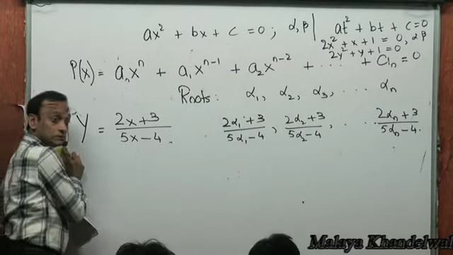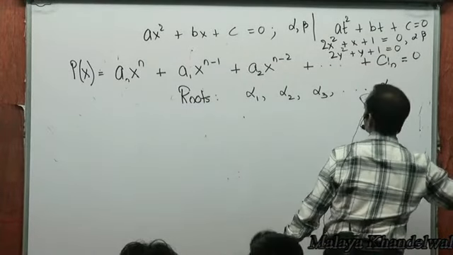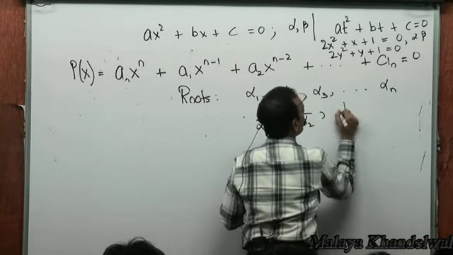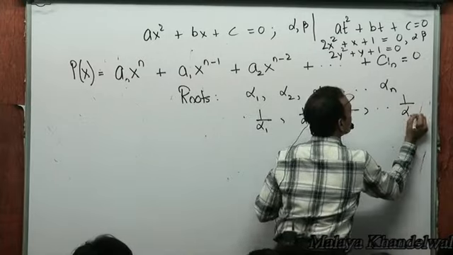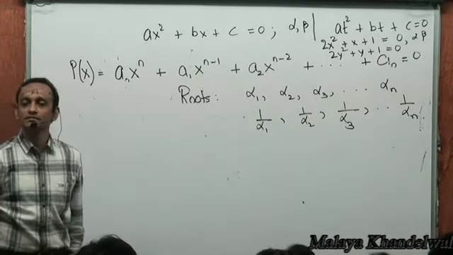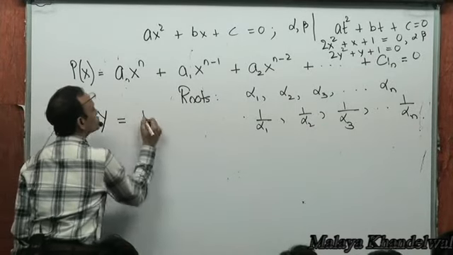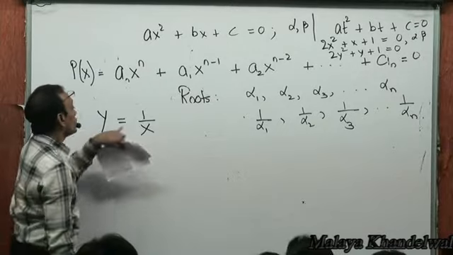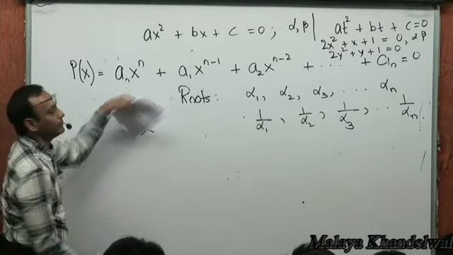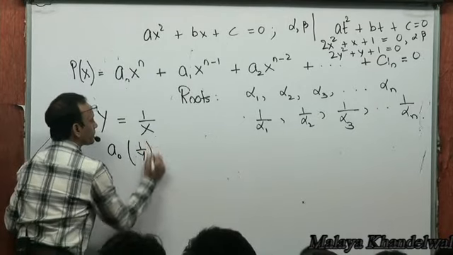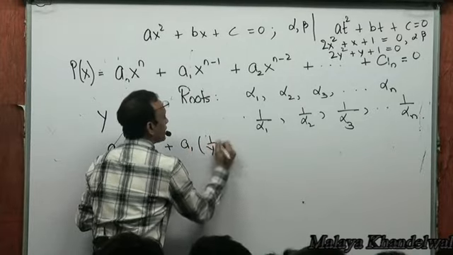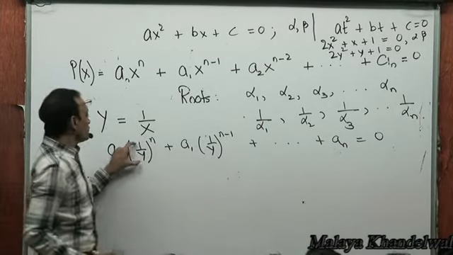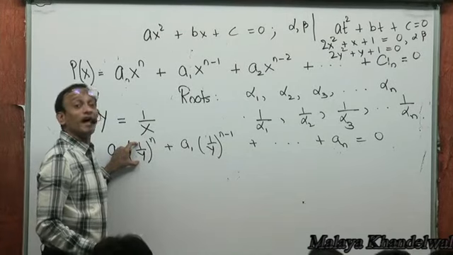Now can I wipe this off? Suppose I want a polynomial whose roots are 1 by alpha 1, 1 by alpha 2, 1 by alpha 3, 1 by alpha n. Suppose I want a polynomial whose roots are these. So I'll create a transformation y equal to 1 by x. So every time x is alpha 1, y is 1 by alpha 1. X is alpha 2, y is 1 by alpha 2. So if I replace y equal to 1 by x and replace x by 1 by y here, then I get a naught (1 by y) to power n plus a1 (1 by y) to power n minus 1 plus an equal to 0. Now if you solve for y, that means if you solve for 1 by y, you would get roots as alpha 1, alpha 2, alpha 3, alpha n.